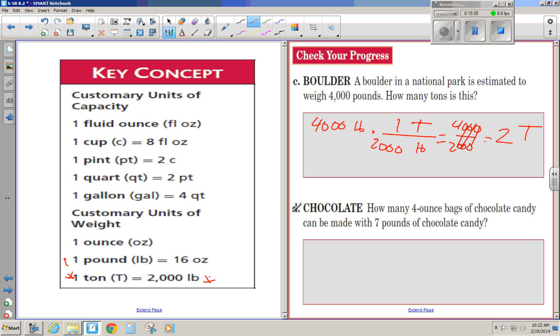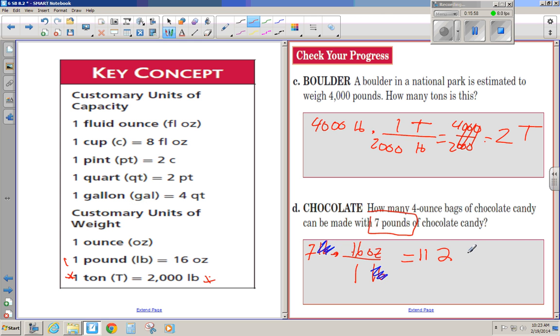Part D is just like the other one. So if you want to try on your own, please feel free. But if you don't want to, we're dealing with how many 4-ounce bags in 7 pounds of chocolate. So 7 pounds times a conversion factor that has pounds in the denominator and ounces in the numerator. So 1 pound is 16 ounces. Pounds cancel. 7 times 16 equals, I think, 112. 7 times 6, 42.